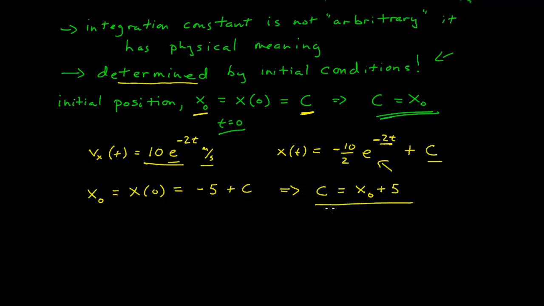So here I can solve for my integration constant. It isn't the initial position. In this case, it's the initial position plus 5. So my final trajectory, x of t, is minus 5 e to the minus 2t plus 5 plus x naught.